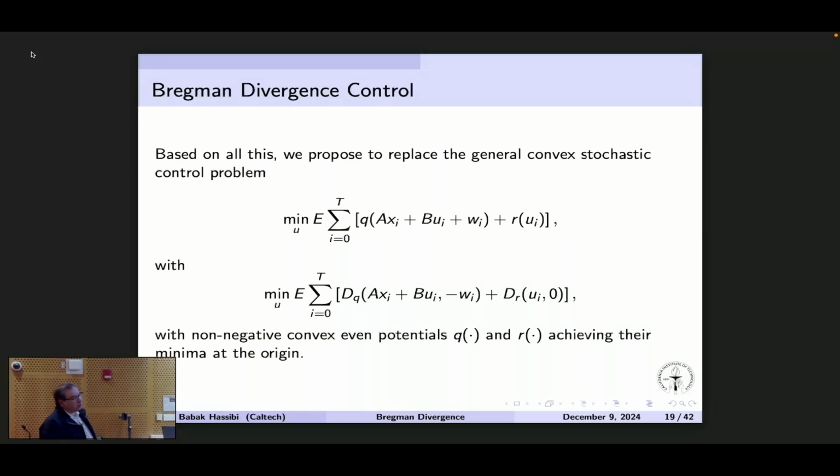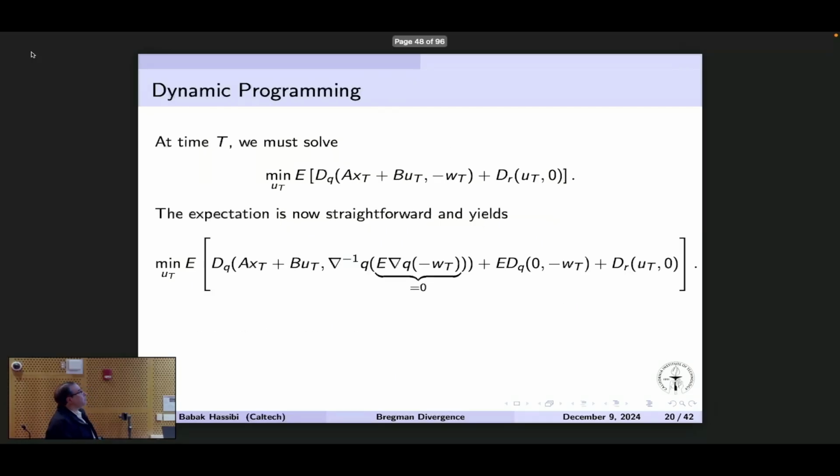So I've changed the problem on you, and you'll see why. As you can imagine, this expectation now will be easy to do. Whereas the whole difficulty with the one above was the expectation was what you needed to Monte Carlo and all of that. Okay, so let's do that. So again, I'm going to do dynamic programming. I'm going to look at things at time t.